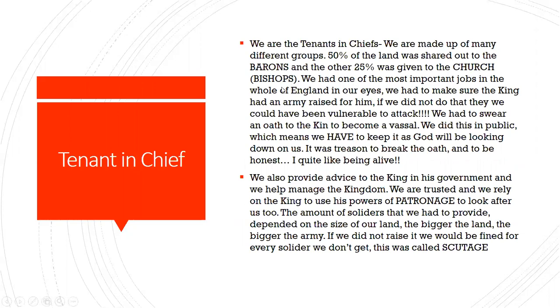25% was given to the church, bishops and archbishops. They had a really important job. They made sure the king had an army. And if they didn't do that, then, well, England could get attacked.